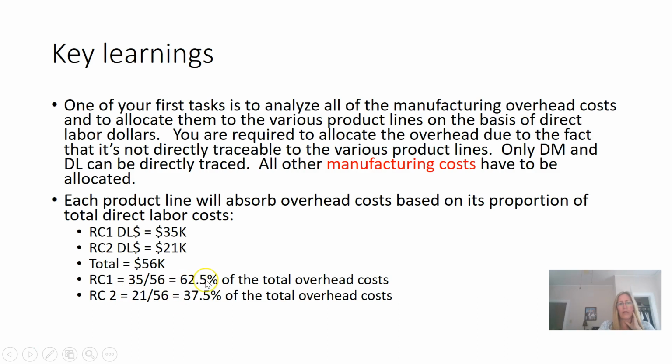That's 62% of the overhead costs are going to be absorbed by the first product, and 37% of the overhead costs are going to be absorbed by the second product. And that will impact our profitability. That's where we're going in the second case. So we're hitting this in little steps.